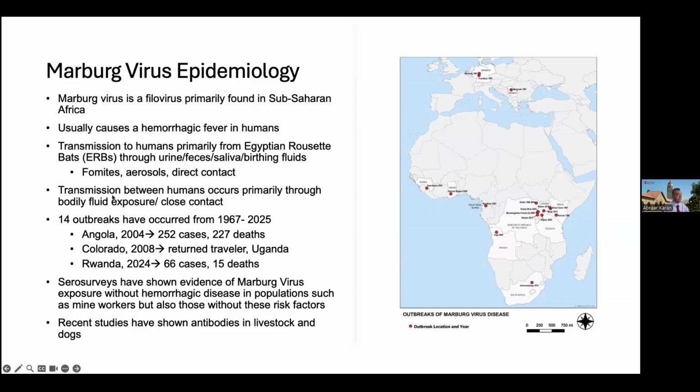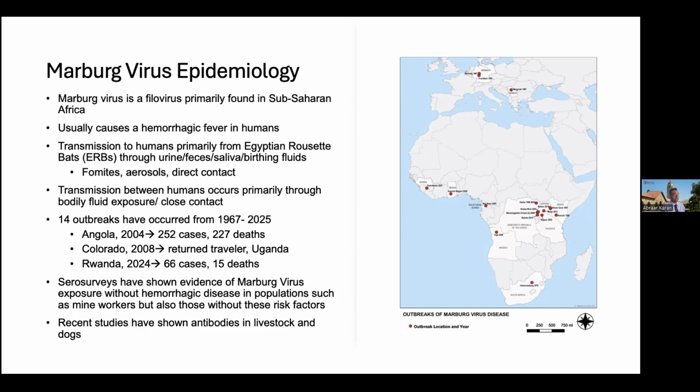in South Africa. The virus usually causes a hemorrhagic fever in humans, and the transmission is primarily from the reservoir host, the Egyptian russet bat, through urine, feces, saliva, or birthing fluids, and it can be transmitted by many routes, including through fomites when an object gets infected, through aerosols, or through direct contact with any of the excretions mentioned. The transmission primarily between humans occurs through bodily fluid exposure and close contact.